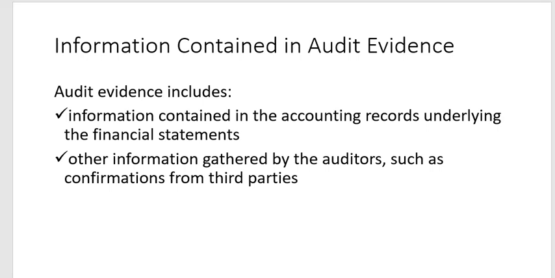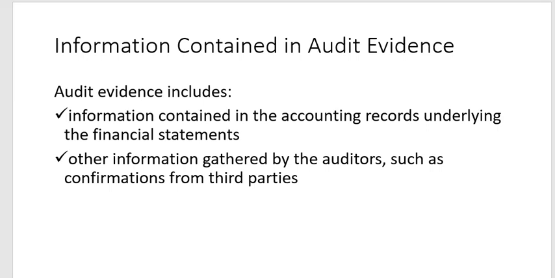Now, audit evidence: we are going to look at two sources of information. The first is the information we have in our accounting records, which underlie the financial statements. We might have a lot of information in accounting records, such as sales invoices, receipts, vouchers, remittance advances, debit notes, credit notes, and other documents that we are aware of.